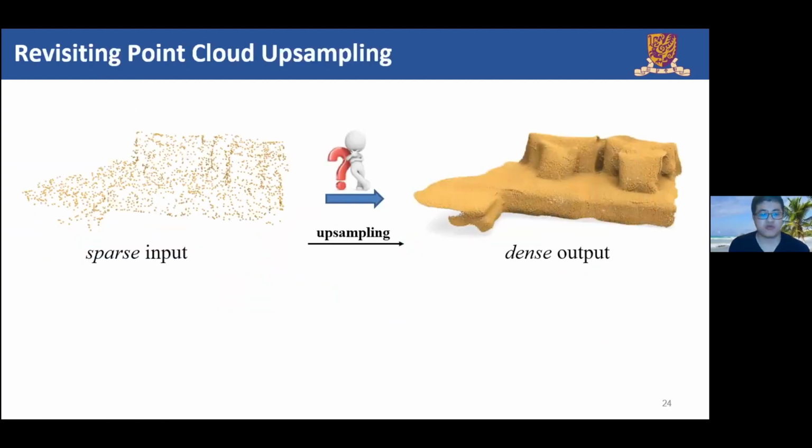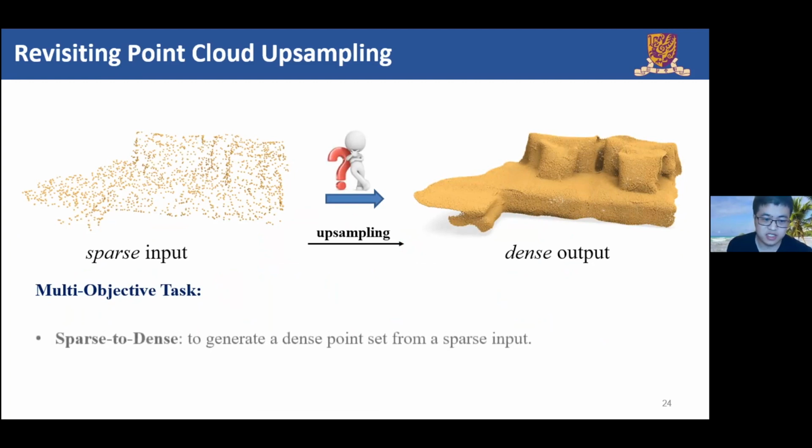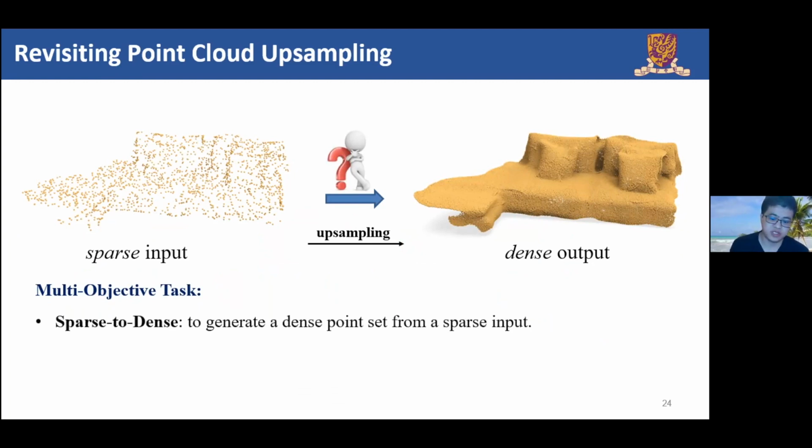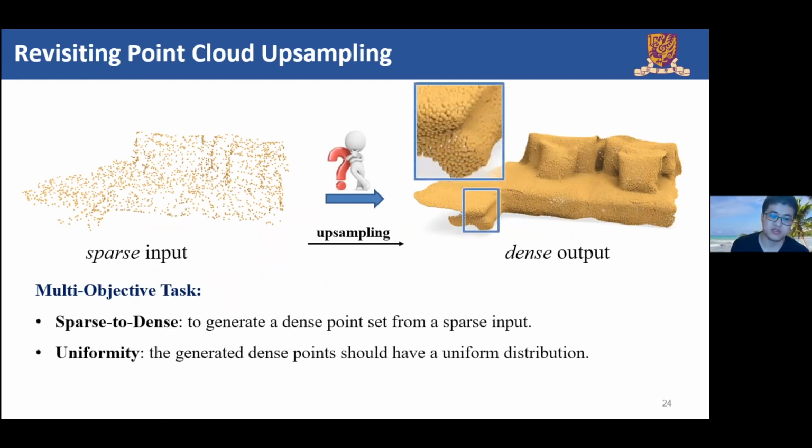Here we first revisit the point cloud upsampling task. Essentially, we find it's a multiple-objective task. First, it needs to generate a dense output. Second, you need to ensure a uniform distribution. And sometimes you also need to reduce some noise and fill some small holes.